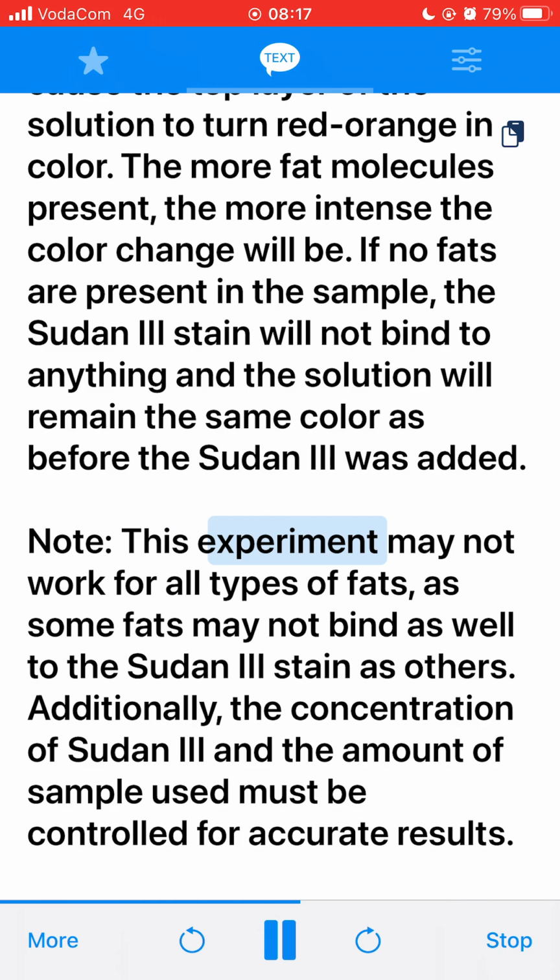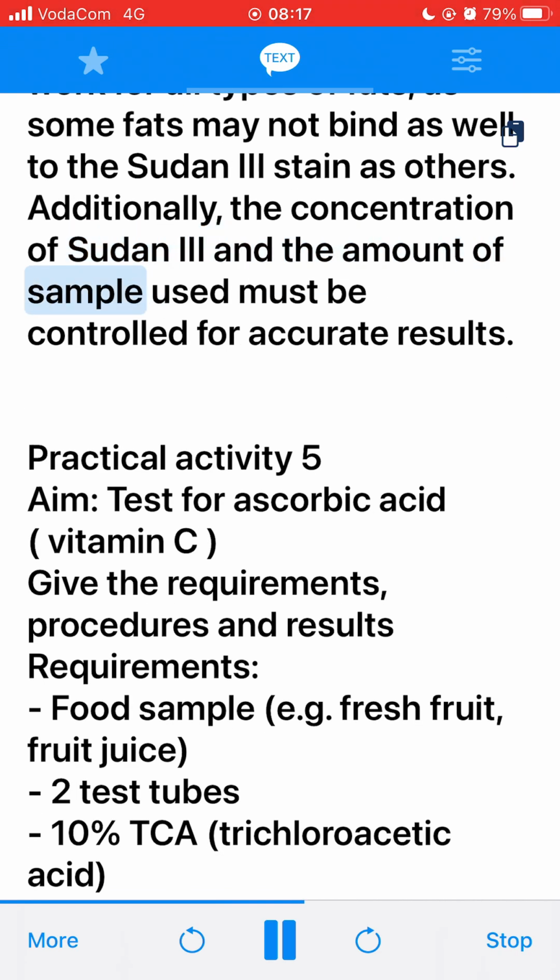Note: this experiment may not work for all types of fats, as some fats may not bind as well to the Sudan III stain as others. Additionally, the concentration of Sudan III and the amount of sample used must be controlled for accurate results.